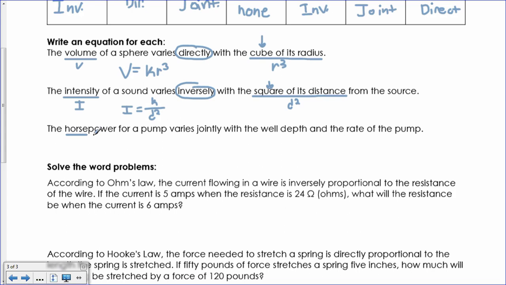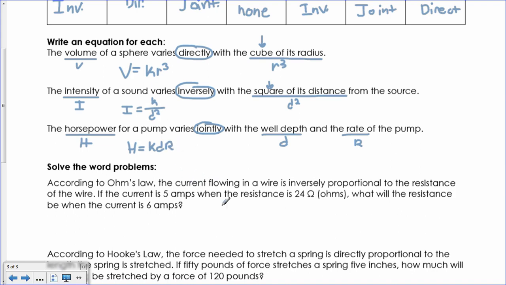The next one says the horsepower for a pump varies jointly. When you guys see the word jointly, you should remember that there should be 3 variables total. There's one on this side of the equal sign, and there should be at least 2 on this side. So the first one would be the well depth and the rate for the pump. So I'm going to use D for depth, R for rate, and H for horsepower. And then when I write the actual relationship or the skeleton equation here, I have H is equal to K times D times R.